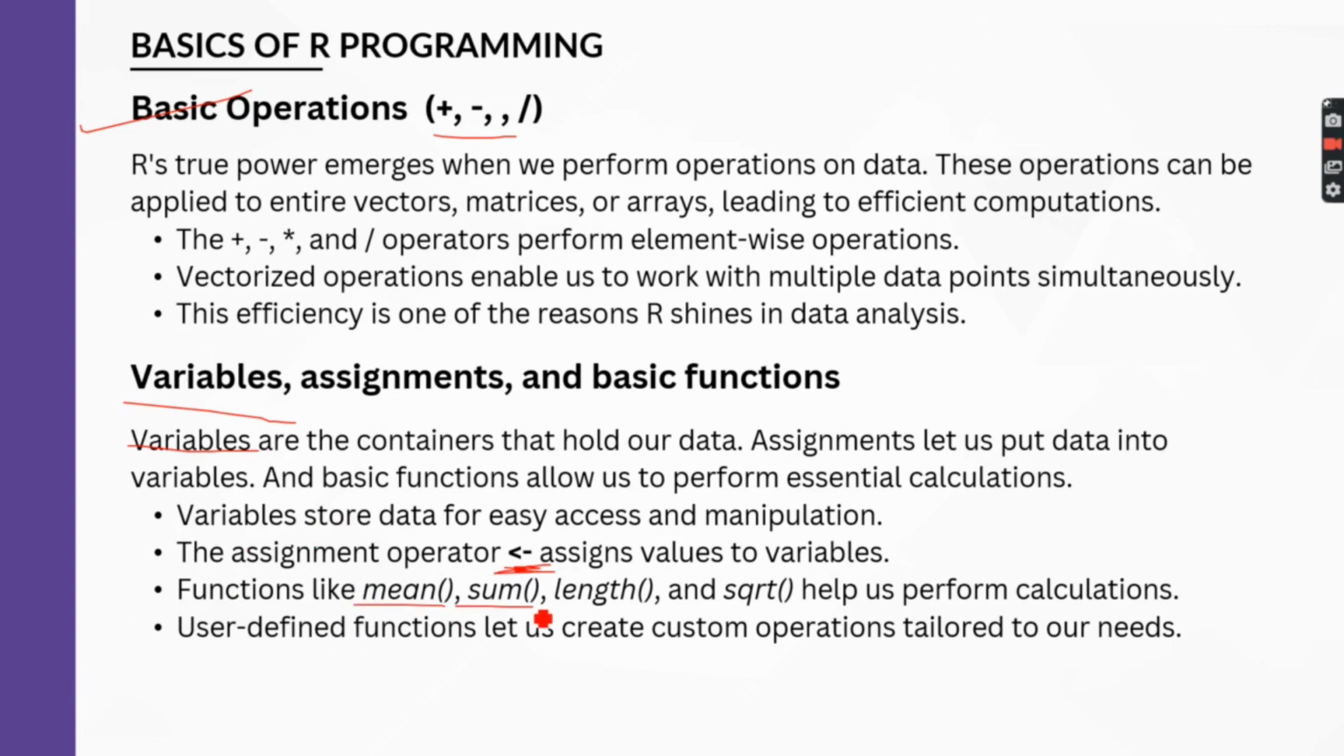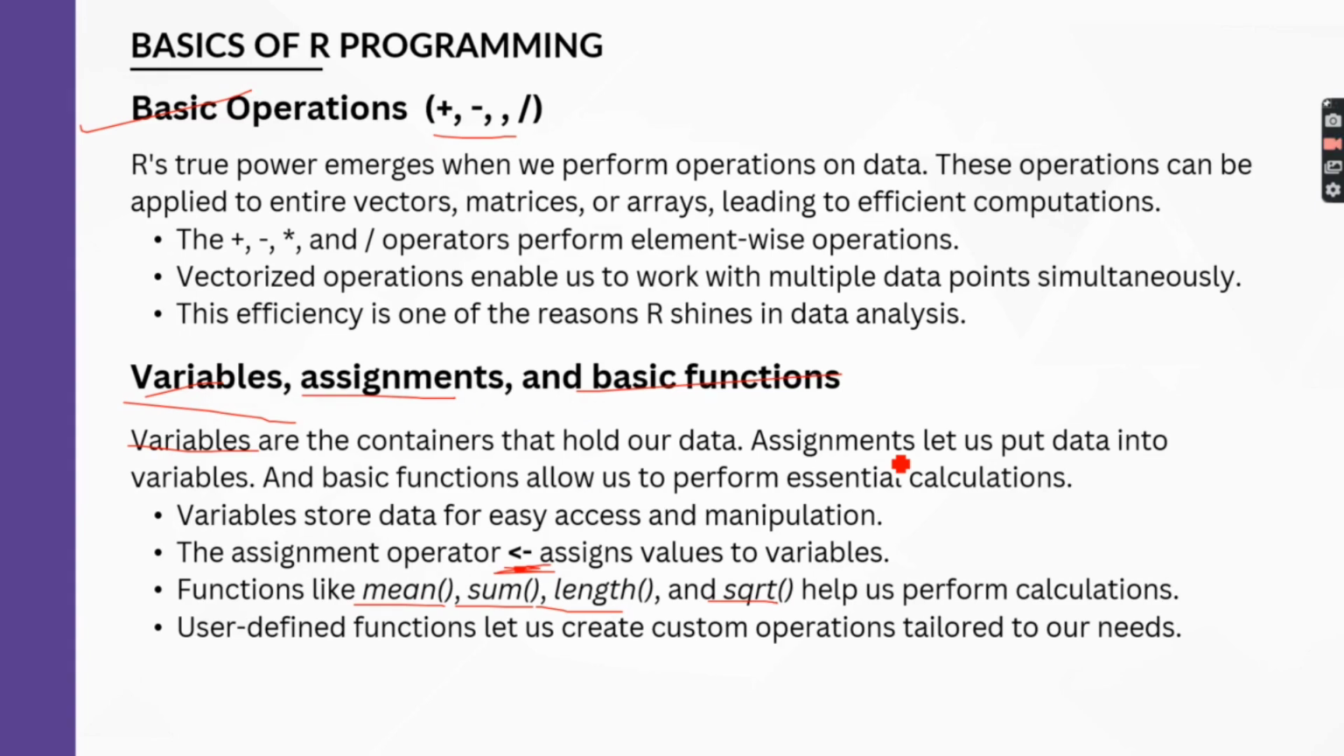When it comes to calculation, R comes very packed. We have mean, sum, length, square root. We have these to perform further calculations. We can create our own functions for customized tasks. So think of R like a language with its own vocabulary. We have different types of words in R, and these words are data types. We have scalar, vector, matrices, data frames, list, and then we have basic operations, and then we have variables, assignment operator, and some basic functions available to us already.